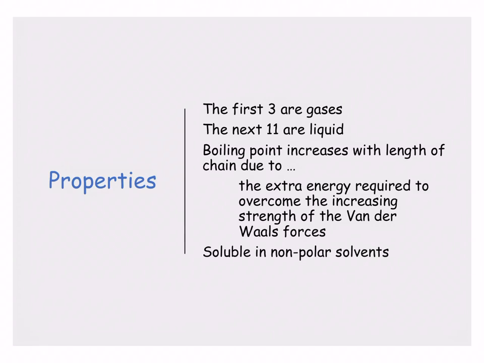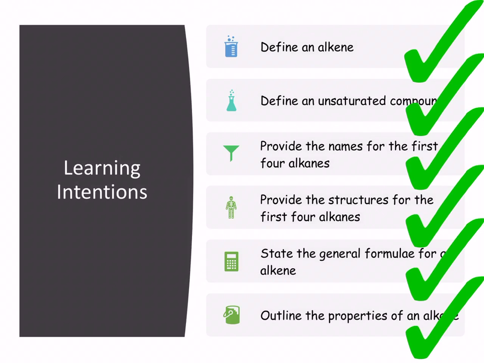They're not soluble in polar substances like water because obviously they're hydrocarbons. There is no polar end there. So they will be soluble in non-polar substances like hexene. So going through that again, we've been able to define our alkenes. We've talked about what an unsaturated compound is. We've named them. We've drawn the structures and the isomers.